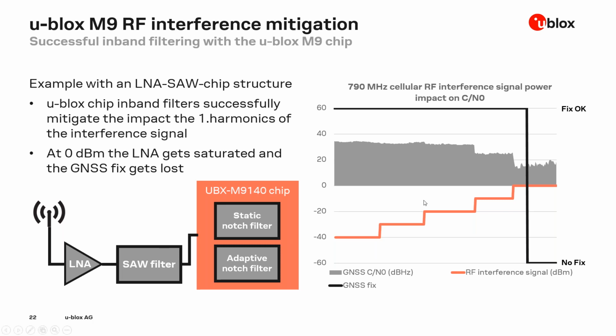this in-band filtering. For this one, we used a different setup to what I have shown before. You see that now the low noise amplifier is connected to the antenna and the filtering comes after. This is a setup we use to show really this one case. Let's have a look at the right-hand side. There's a diagram there. What I show there is the red curve, the RF interference signal we increased step by step. And then there is the gray shaded area, which is the signal to noise ratio.